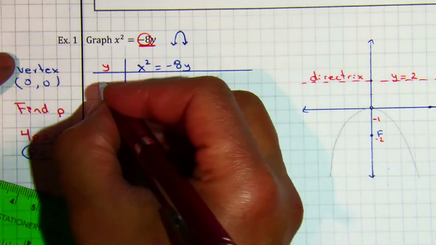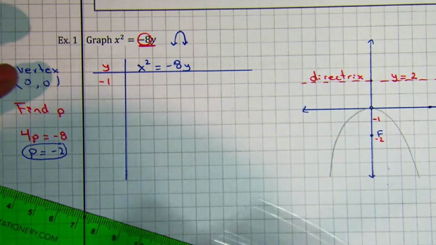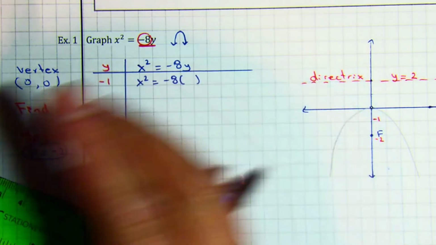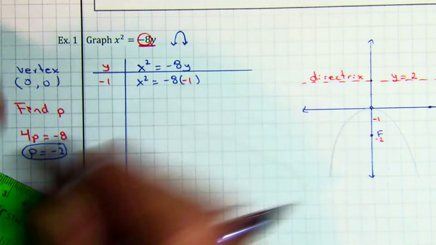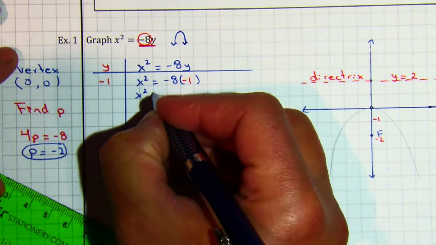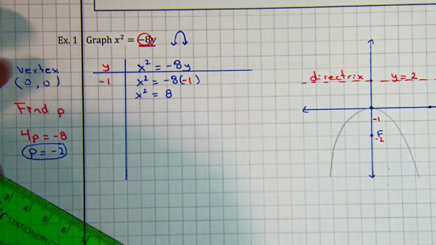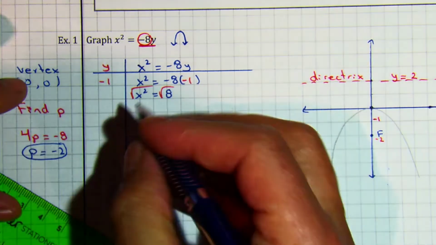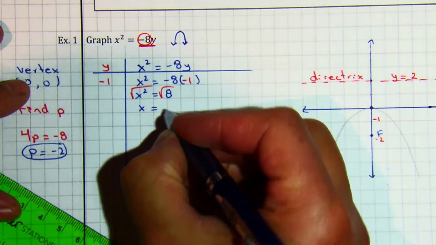So let's go and plug in a -1. That'll be x squared equals -8, and instead of y, I plug in a -1. So x squared equals 8. I want to solve for x. I want to take the square root on both sides, and that will give me x equals square root of 8.